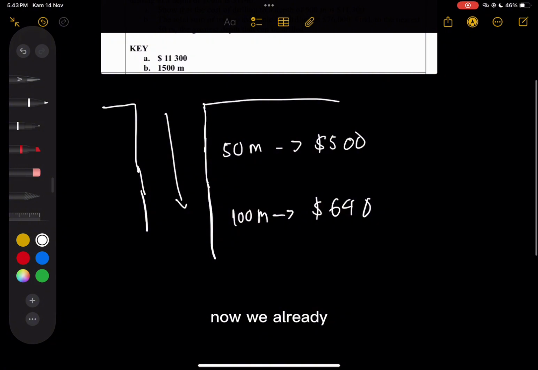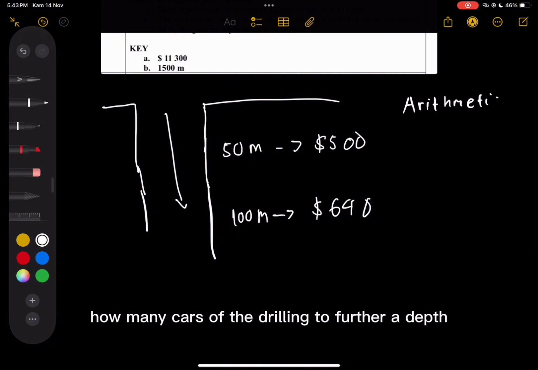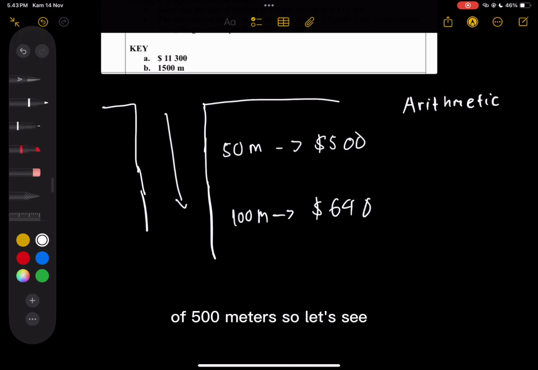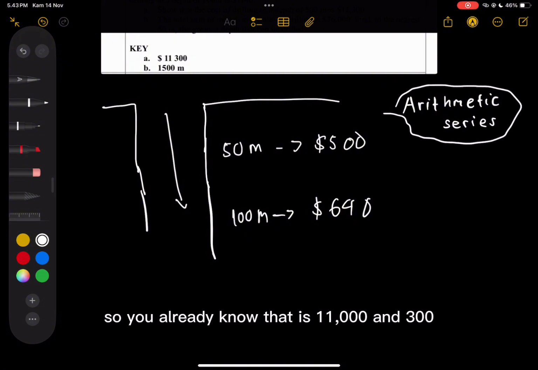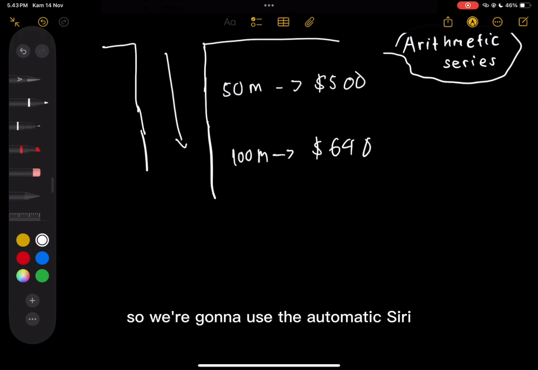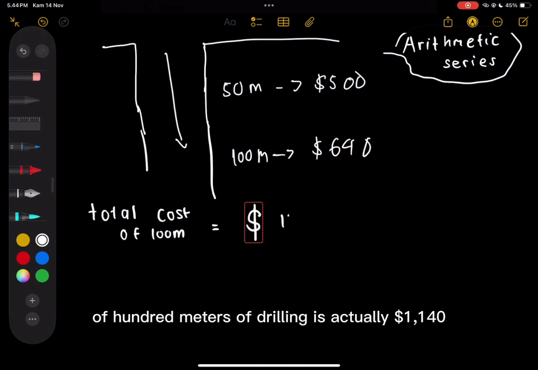Alright, so now we already know that the question from part A is asking us for the cost of drilling to a further depth of 500 meters. So let's see. The cost of drilling of 500 meters, you already know that is 11,300. So we're gonna use the arithmetic series. The total cost of 100 meters of drilling is actually $1,140.